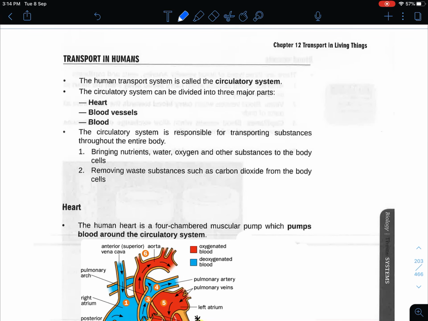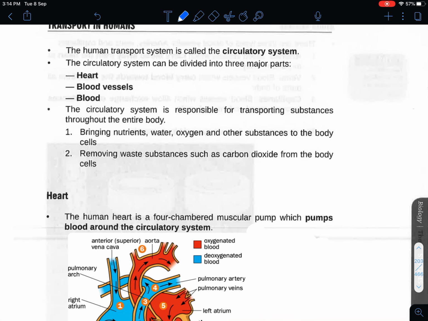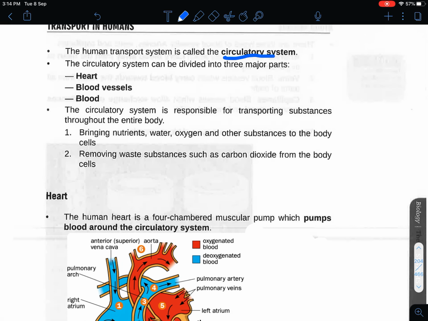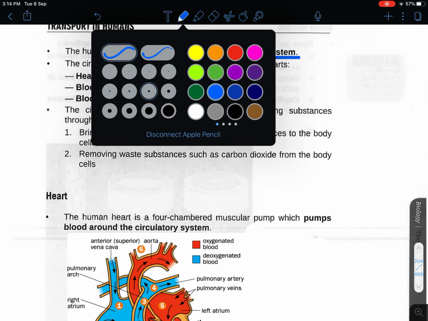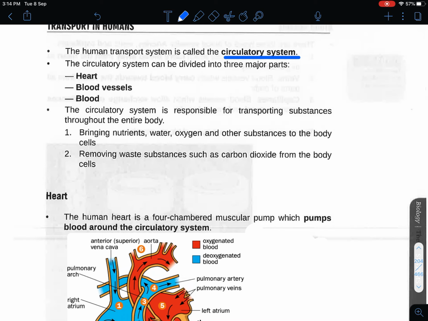Okay, this is the next part of transport in living things. So over in the transport in humans, the human has a transport system called the circulatory system. Now this circulatory system involves only a few kinds of blood vessels, as well as the heart, as well as the blood. So these three make up the whole circulatory system in the human body, and the circulatory system is responsible for transporting substances throughout the whole entire body.